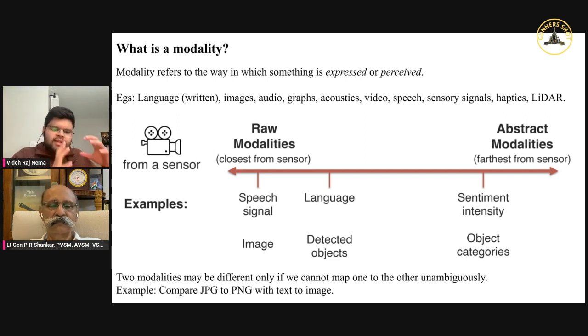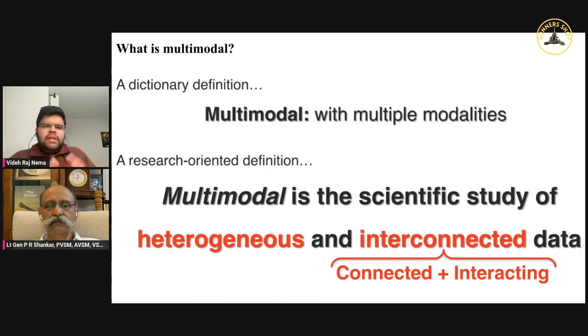These modalities vary from raw modalities, which are very close to the sensor. For example, you will not extract language from a sensor, you will extract a speech signal from a sensor. Similarly, you will not extract object categories from a sensor, you will extract a raw image. On the other end you have very abstract modalities: speech you can convert into language, and language you can convert into sentiments.